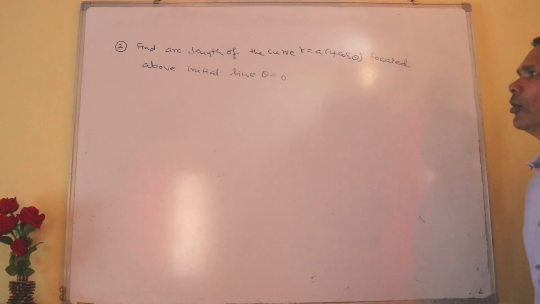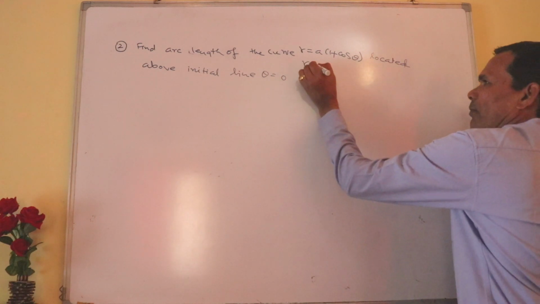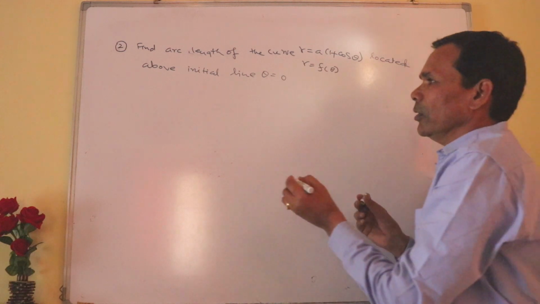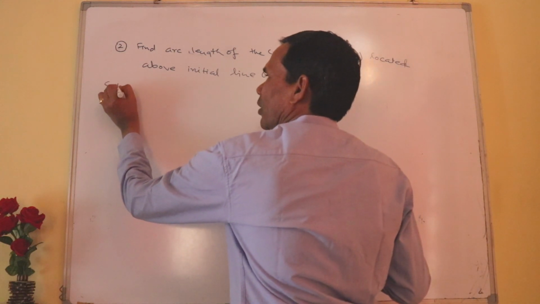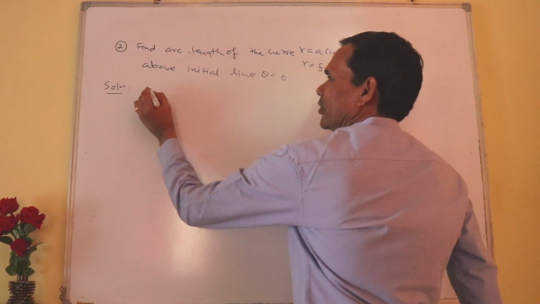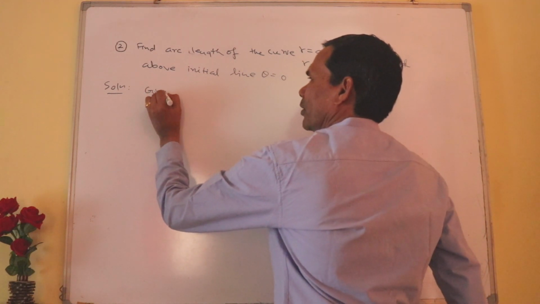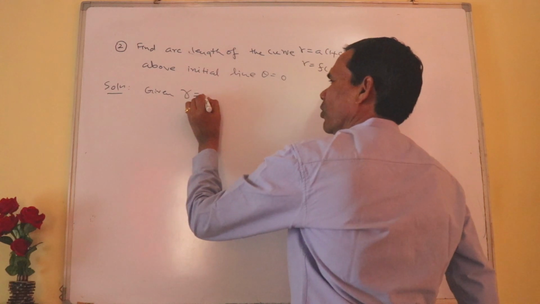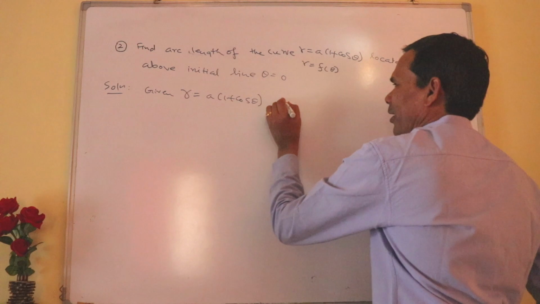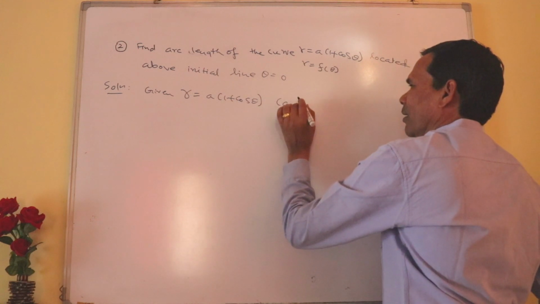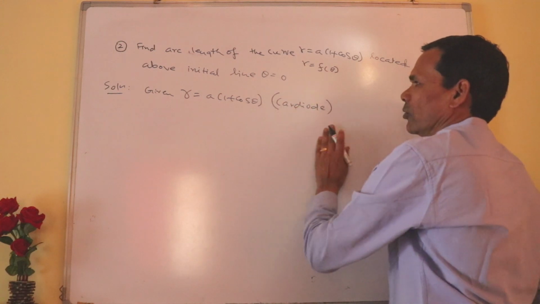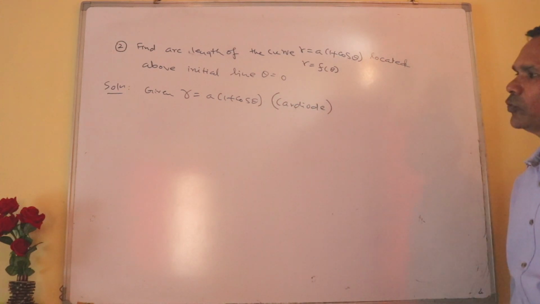Now this is a polar curve. This is of the form r is equal to f of theta. So this is a polar curve. Solution for this, how to find out arc length? We use the formula for polar curve. Equation of curve is r is equal to a times 1 plus cos theta. This is a cardioid, symmetrical about the initial line theta is equal to 0, because at theta is equal to 0, r is equal to 2 times a.